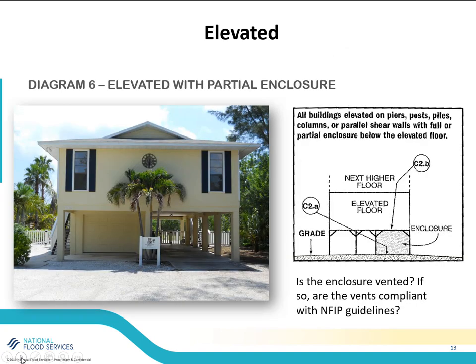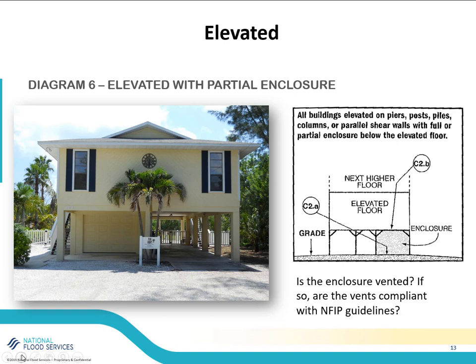Diagram 6 on the lowest floor guide is an elevated structure that has a partial enclosure below the lowest elevated living floor. These structures are also constructed on posts, piers, pilings, columns, or parallel shear walls, only they have an area in that elevated section that's enclosed. The regulations for these partial enclosures are different according to the flood zone.